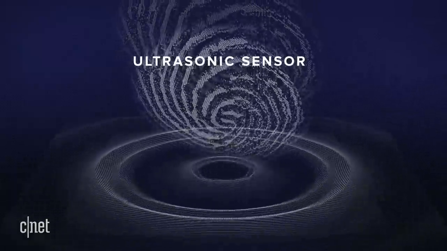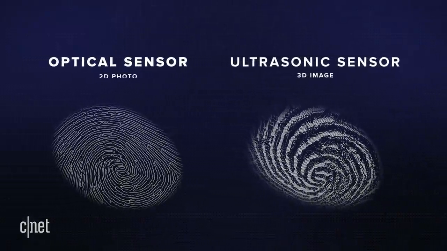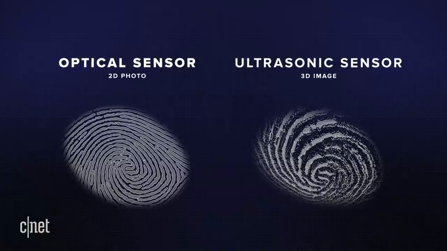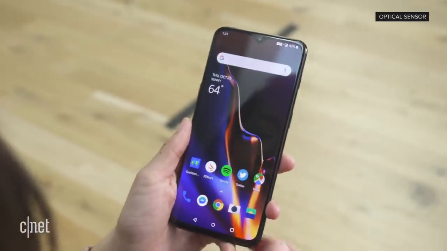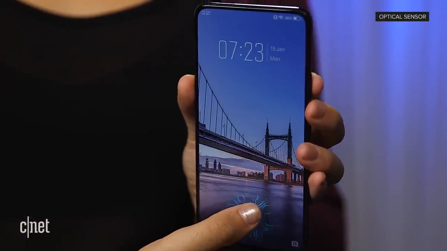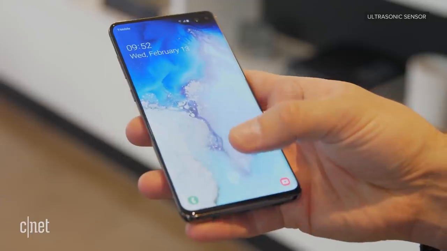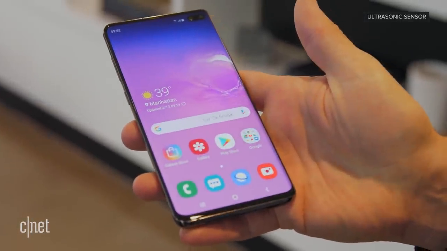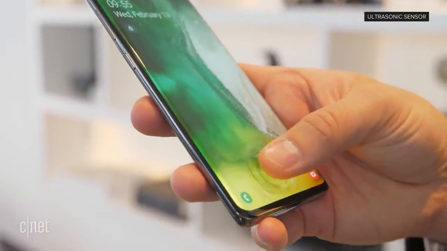The finished product is a detailed 3D image that is theoretically harder to fool than optical sensors. Also, phones that use an optical sensor can take up to a second to unlock, rather than verifying your identity in under 200 milliseconds like an ultrasonic sensor can.